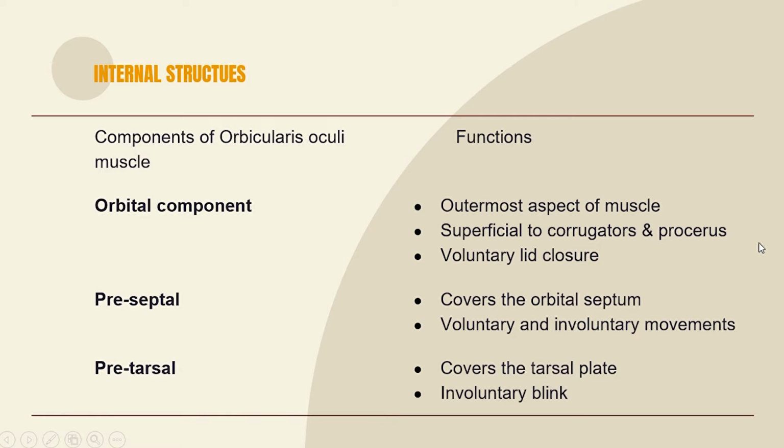So the components of the orbicularis oculi muscle: the orbital component, which is the outermost aspect of the muscle. It is superficial to the corrugators and procerus. Its function is to voluntarily close the lid. The preseptal covers the orbital septum, and it has voluntary and involuntary movements. And lastly, the pretarsal covers the tarsal plate, and it is involved in involuntary blinking.